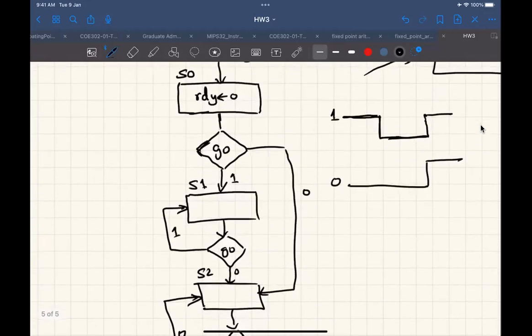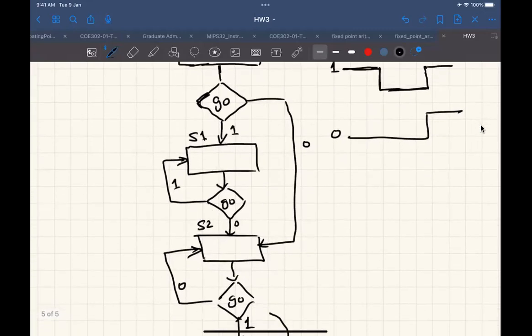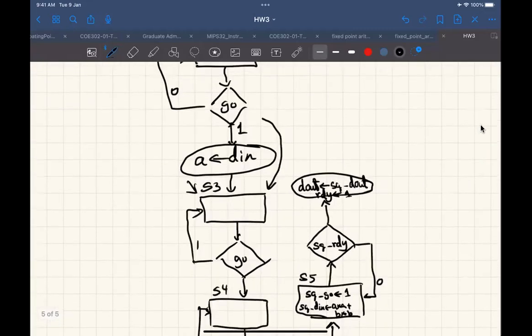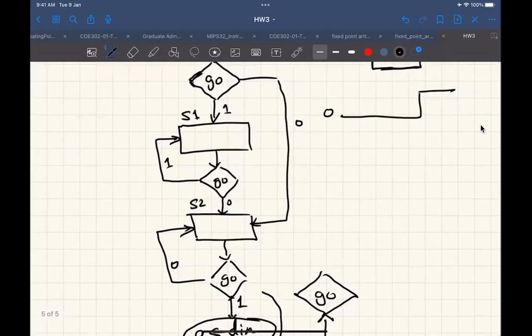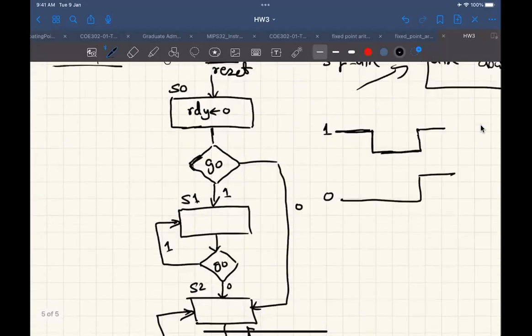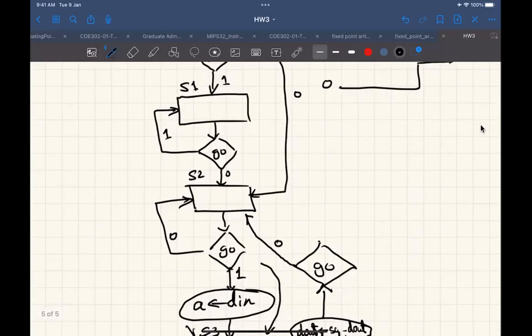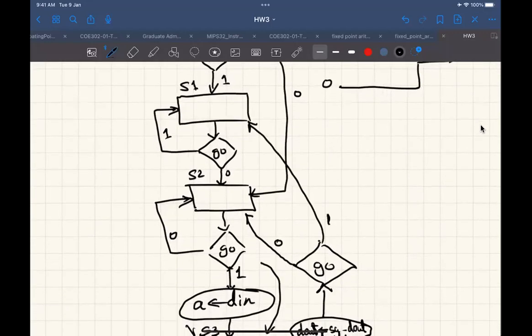I go to S1 or S2, which one? It depends on go. Yeah? It depends on go now. Yes. If go is 0, then I go to S2. If go is 1, then I go to S1. Got it, Shabab? Any question about it?